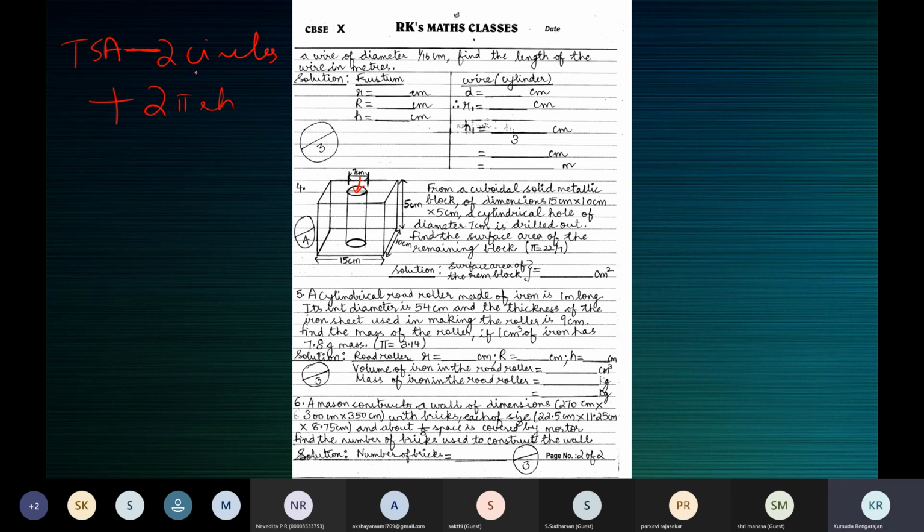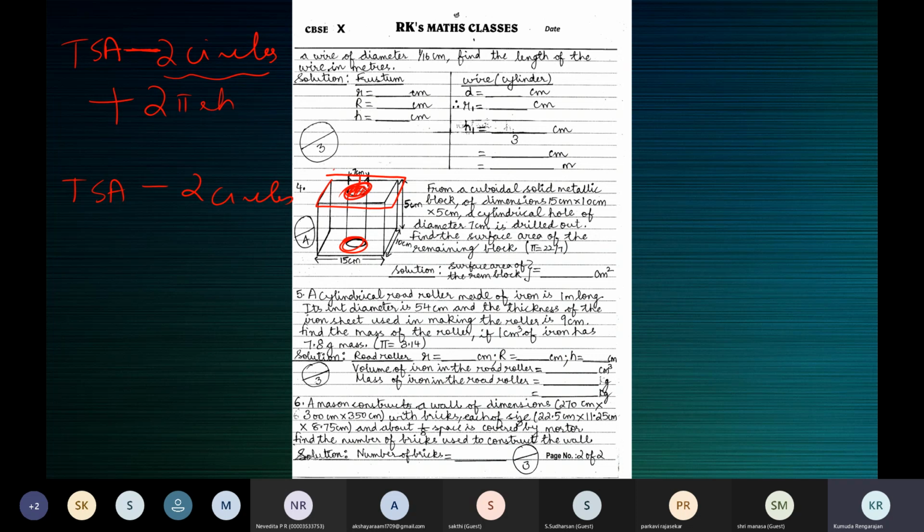Now why are we taking away the area of the two circles? Because when you find the TSA, you're taking the area of this whole face. So this TSA includes the area of the circle and the circle, but they are actually missing. Since TSA includes these areas but they are missing, you take away those areas.